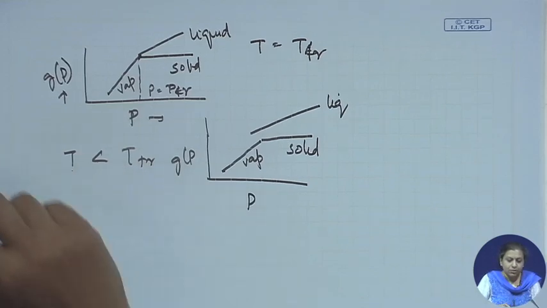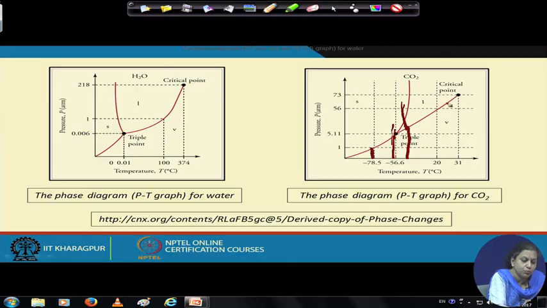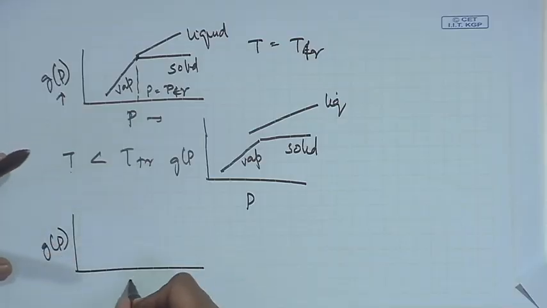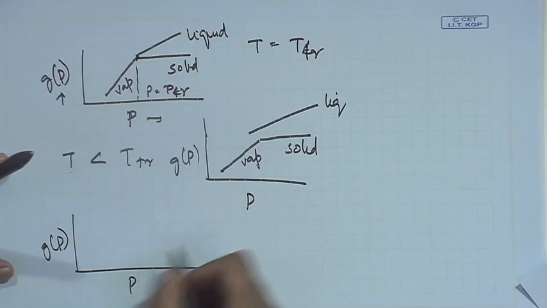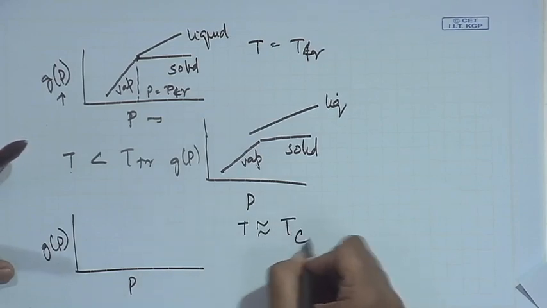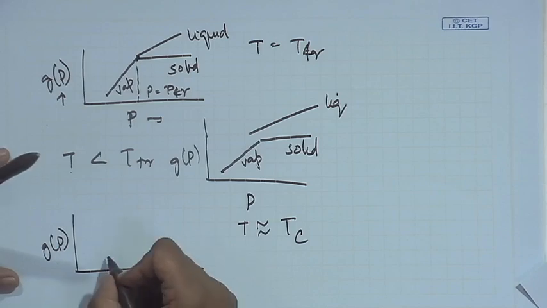Now, suppose instead of this we try to plot it near the critical point. At the critical point, as all of you know, more or less the vapor and the liquid phases become indistinguishable, and the molar volume of the vapor is almost equal to the molar volume of the liquid. So, if we plot G versus P for a condition say T almost close to T equals to Tc, what do you expect?